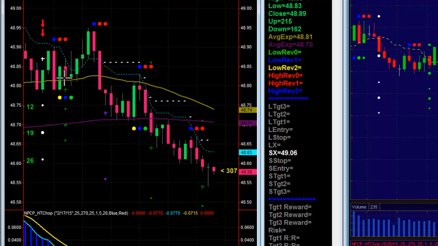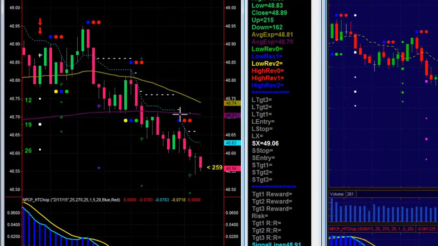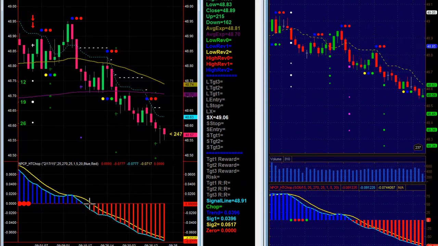You see that 50 EMA starting to curl down towards the 200. Price broke through. Now the 200 is beginning to curl down. You got momentum coming down in the high trend. That's the fast trend on the higher time frame. So the stars are aligned here for a much bigger trade.